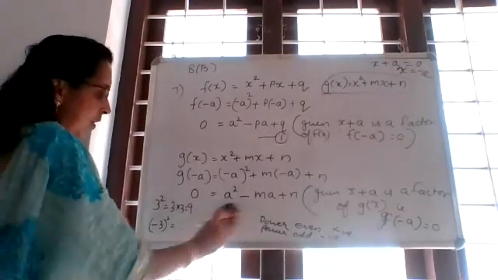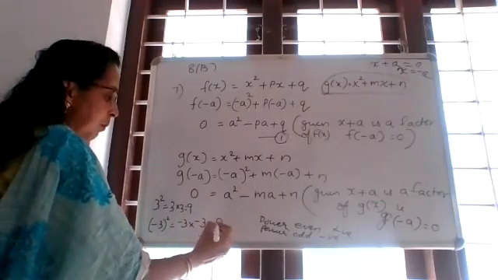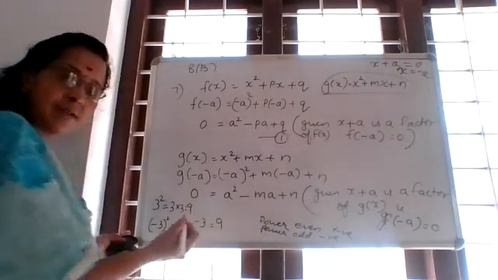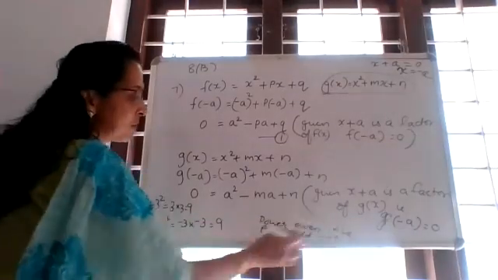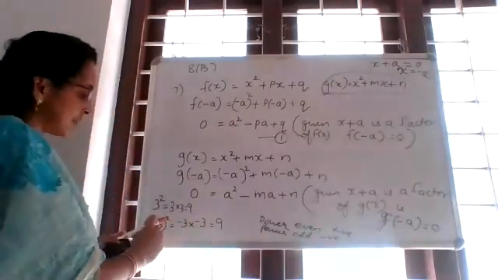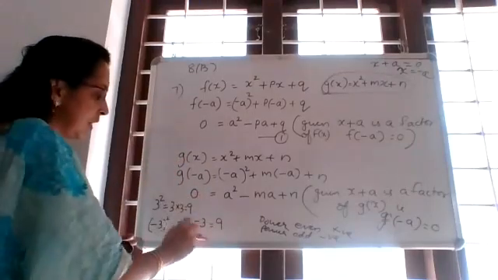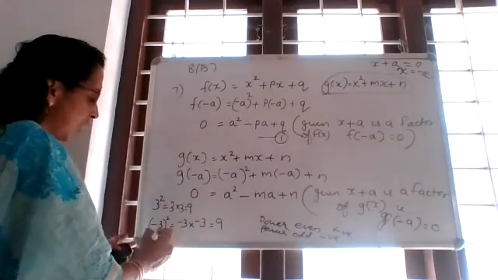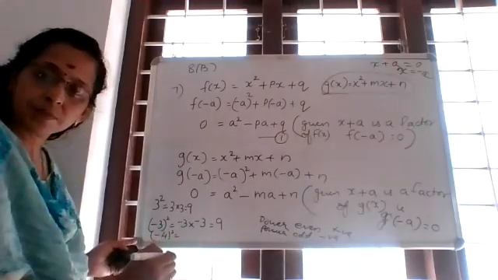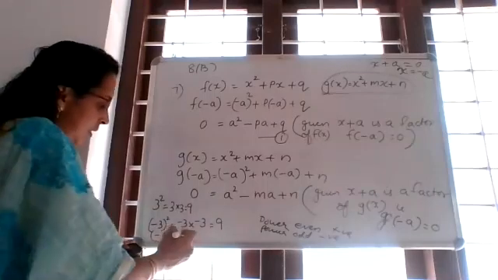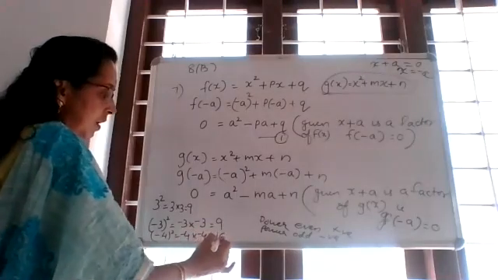Negative 3 into negative 3. Power is even, so we can directly write positive 9. Power even means positive, power odd means negative. Or otherwise, negative 3 square means negative 3 two times, that is negative 3 into negative 3, which is negative into negative, positive 9. Same way, negative 4 square is what? 16. That is negative 4 into negative 4, negative into negative, positive 16.